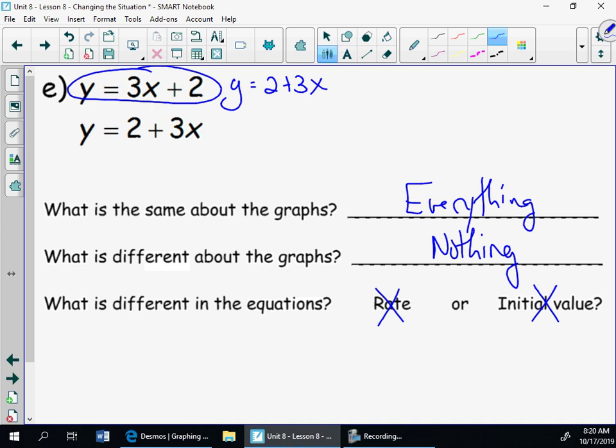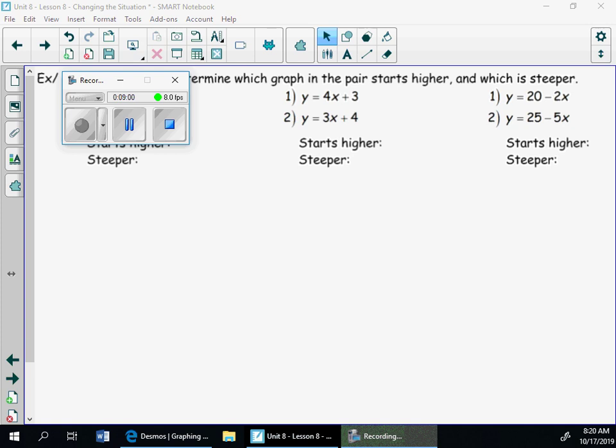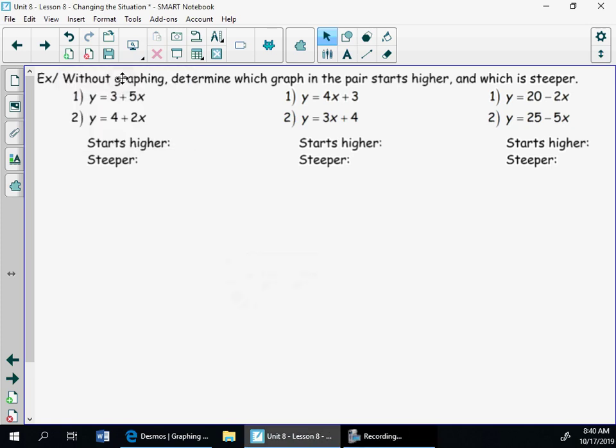Okay, so hopefully we got some ideas about patterns. We can look for our initial values, we can look at our rate of change, and we should be able to tell by just looking at the equations what's going to be the same, what's going to be different about them. Starting point, steepness, initial value, rate. Okay, here's our real questions we want to get to today. So without graphing this time, we're going to try and figure out the patterns in these equations.